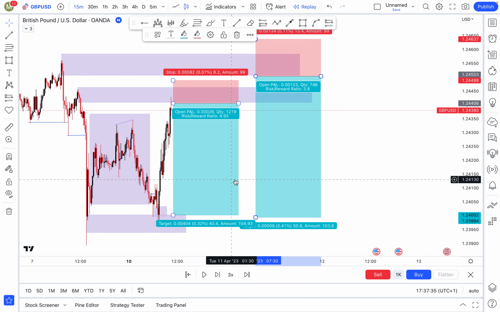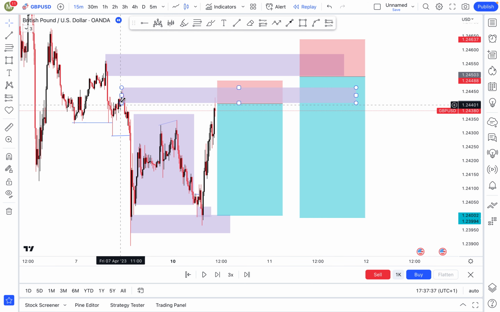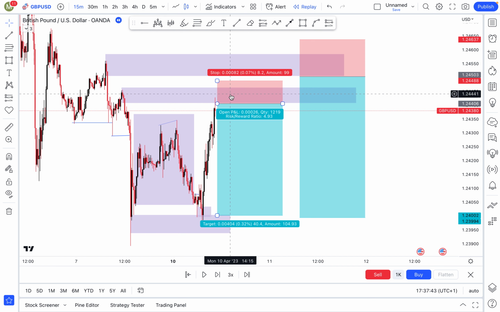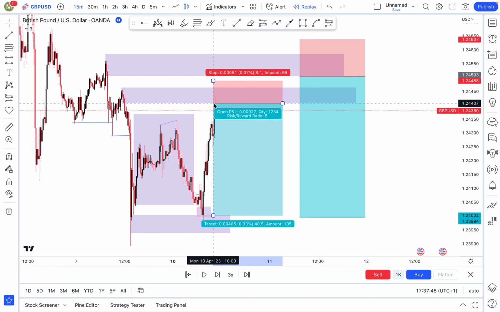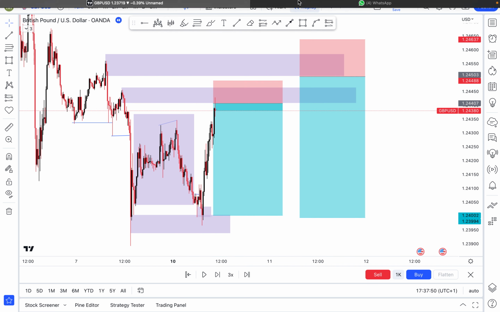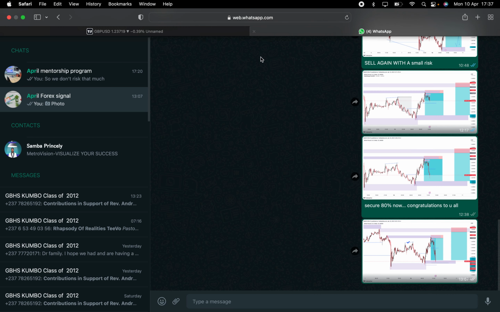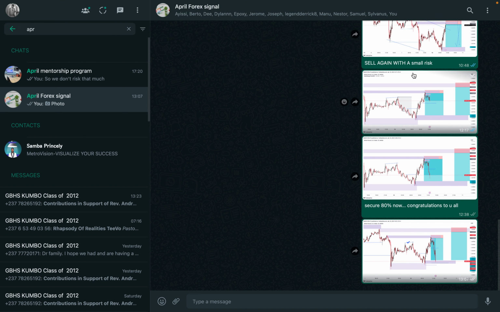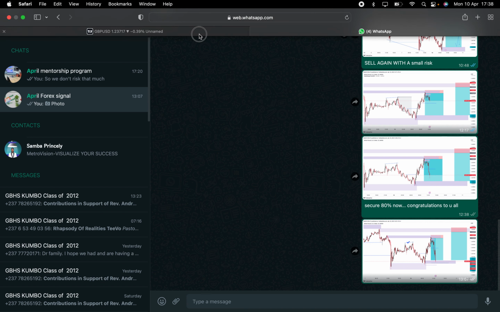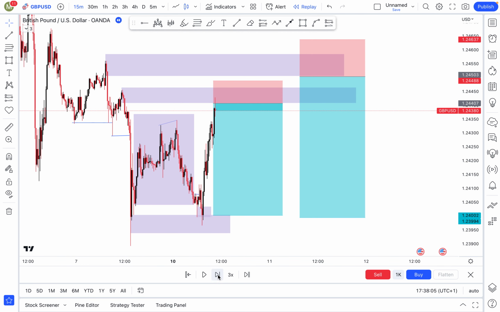But the reason why I entered here with my high percentage was because this is the high that took out this low that caused the change in character. So for me it was a strong high that was supposed to hold. So we got triggered in the trade. I sent this signal to the group. If you can check here, this is the signal I sent to the group to sell again. You see the setup, how I said when price got to the level, I said secure 80% at this level. So I'll show you how it actually played out. So let's play price forward.